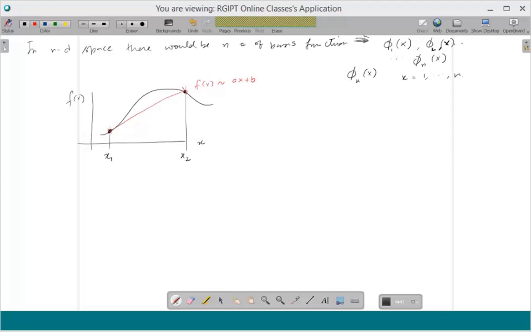Now I can write this as a times x raised to 1 plus b times x raised to 0. So what you're doing here is you're identifying x^1 and x^0 as your basis functions.